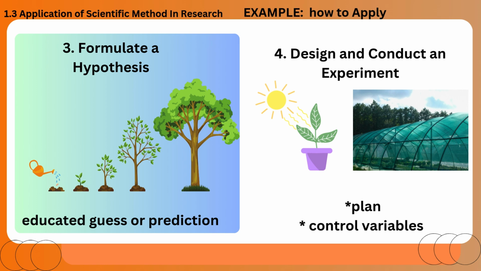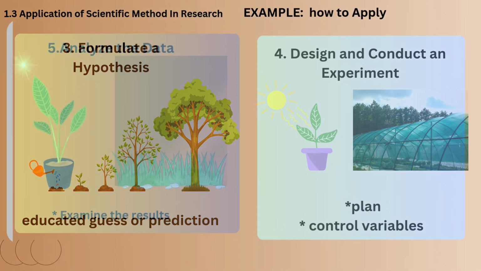Control variable to ensure accurate results. So we need a controlled environment to ensure that we will get accurate results. Example, we grow 2 groups of plants, one in sunlight and one in shade, and measure their growth. Here we are testing our hypothesis and also controlling the variable. The variable is the sun and the shade.